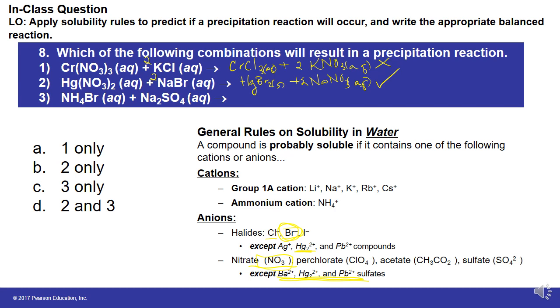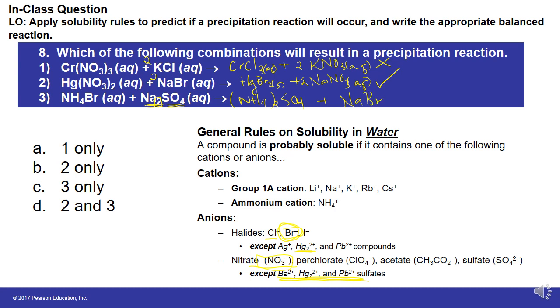We get ammonium sulfate. How do I know that I need to have 2 ammoniums? Because I have 2 sodium. So even if you didn't remember what the charge was on sulfate, you know that it has to be -2 because we have 2 sodiums in that compound. And our other product is going to be sodium bromide.